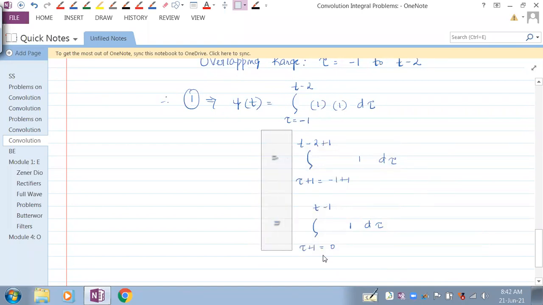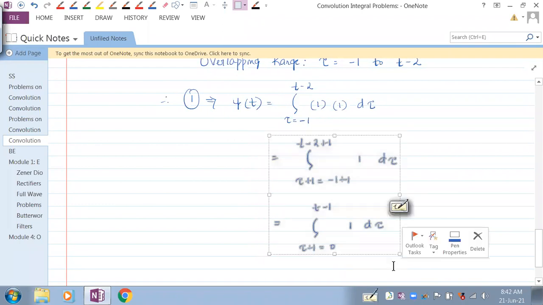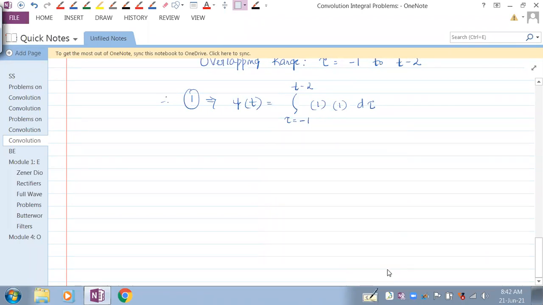But there is no necessity of doing this in convolution integrals, because we don't deal with the standard integrals the way we do when summing up. So it is as good as this only. It is tau ranging from -1 to t minus 2, 1 d tau. So what is the integration of 1? Integration of 1 with respect to tau is tau. Apply the limits -1 and t minus 2. So it looks like t minus 2 minus of -1.